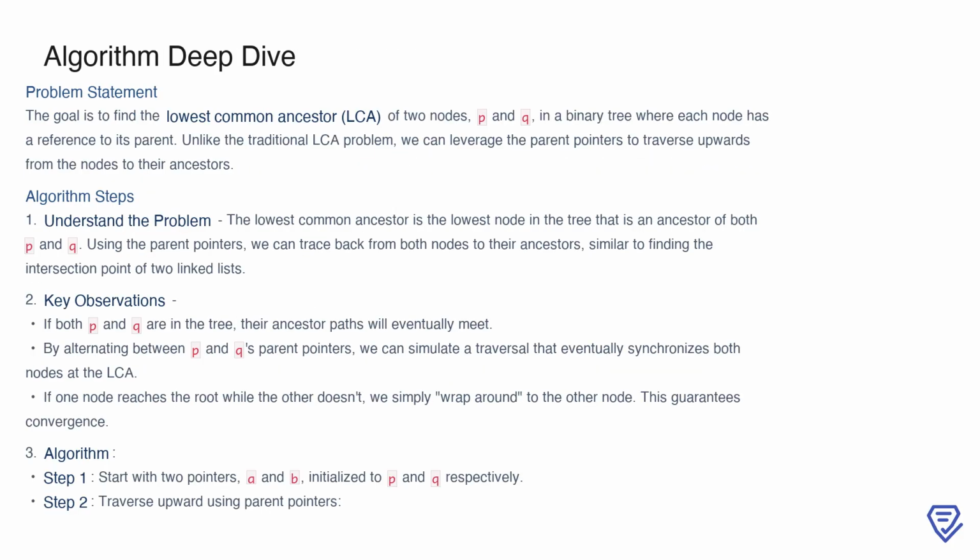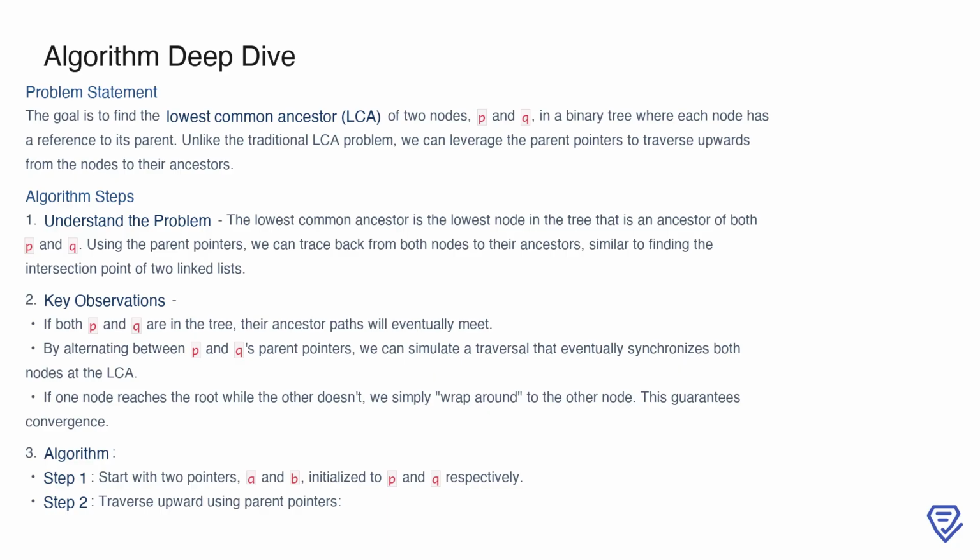To solve the problem of finding the lowest common ancestor of two nodes, P and Q, in a binary tree, we can take advantage of the parent pointers that allow us to move upward in the tree. Remember, the lowest common ancestor is the deepest node that is an ancestor of both P and Q. Unlike traditional methods, we don't need to traverse the entire tree downward. Instead, we can trace back from both nodes to their ancestors and determine where their paths intersect. This is similar to finding the intersection point of two linked lists.